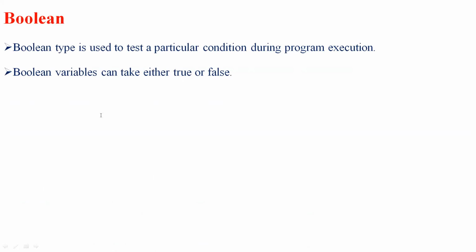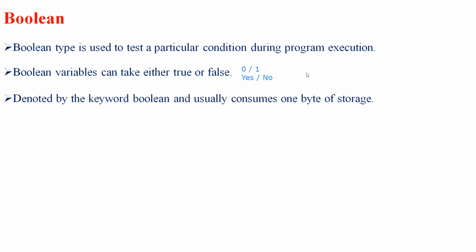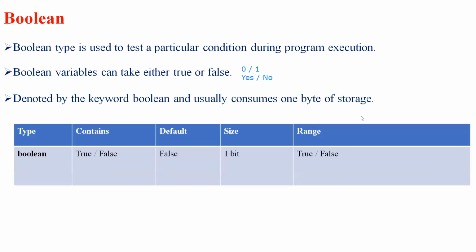We specify these Boolean values either as 0 or 1, or as yes or no. By using these two entities, we represent the Boolean conditions or Boolean values. These are denoted by the keyword boolean and consume about 1 byte of storage. Each and every Boolean variable will consist of 1 byte of storage.